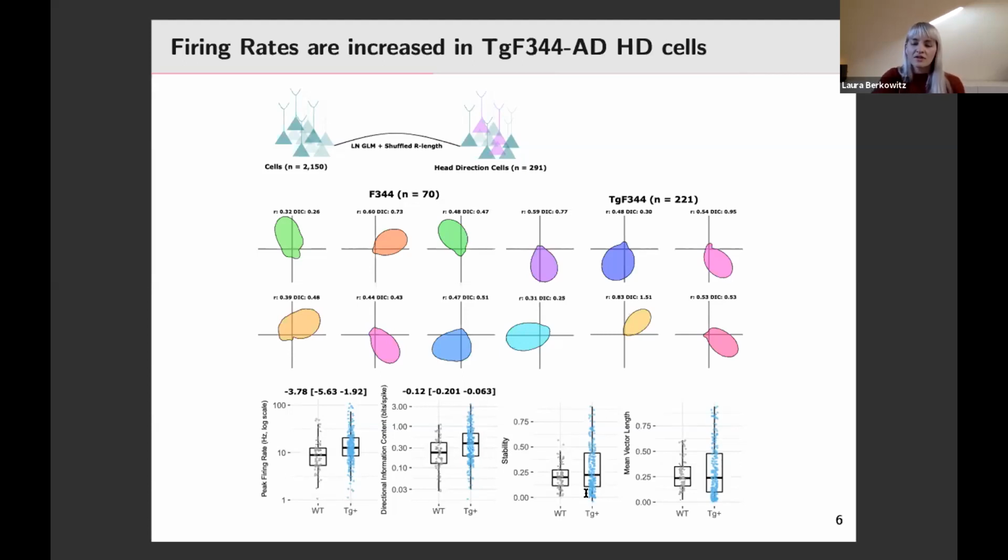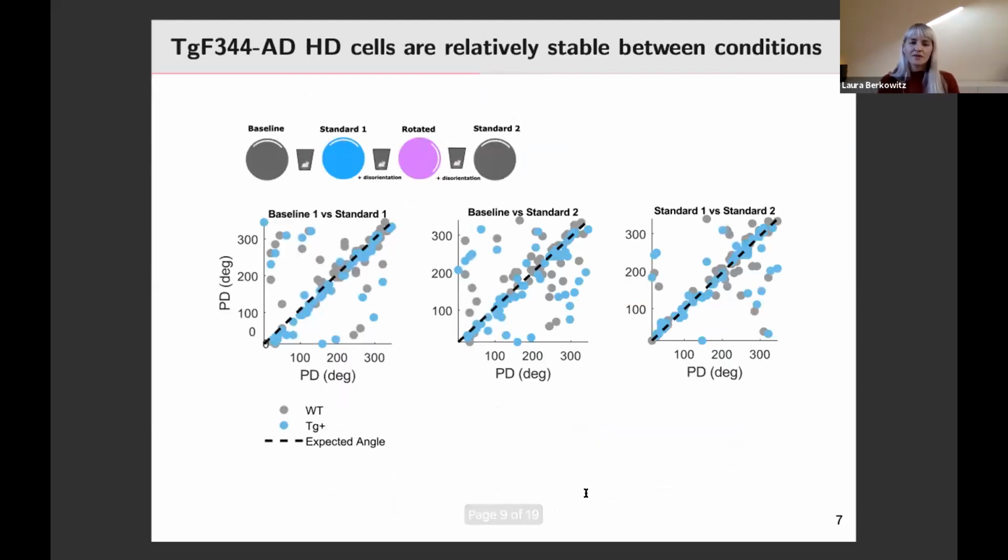So overall, directional integrity seems to be fairly normal, despite the Alzheimer's pathology. And so next we wanted to see whether or not these head direction cells were able to maintain their tuning between 2 similar environments. So here I have scatter plots showing the preferred direction within 2 conditions: baseline versus standard, standard 2 versus baseline, and standard 1 versus standard 2.